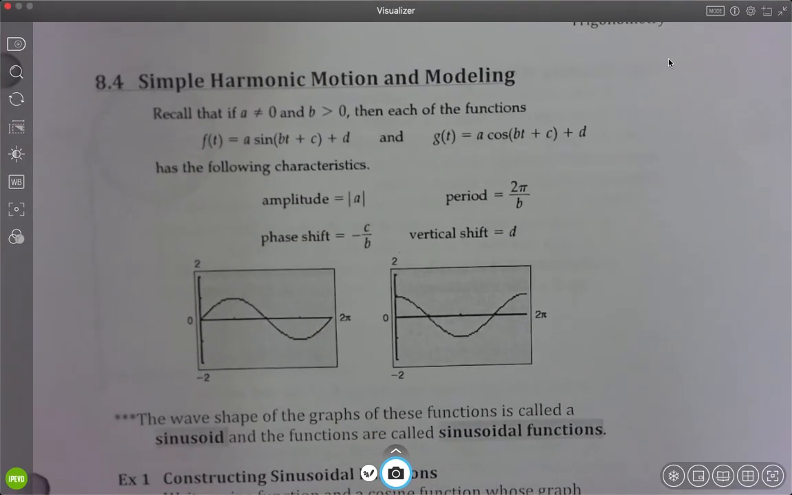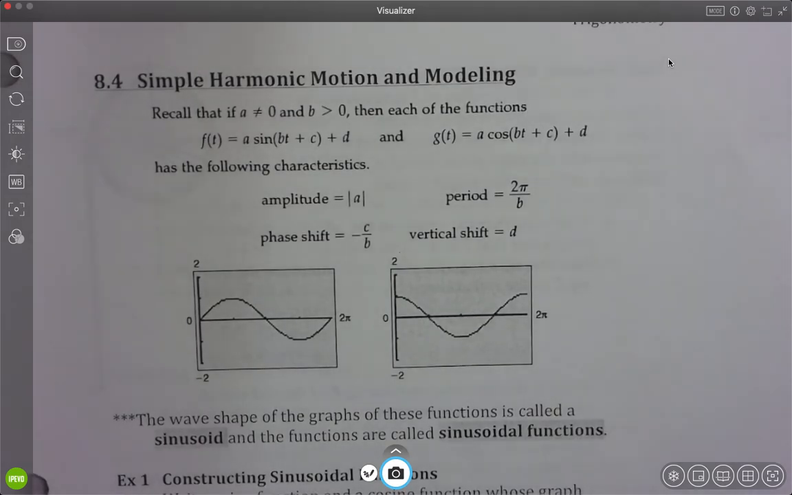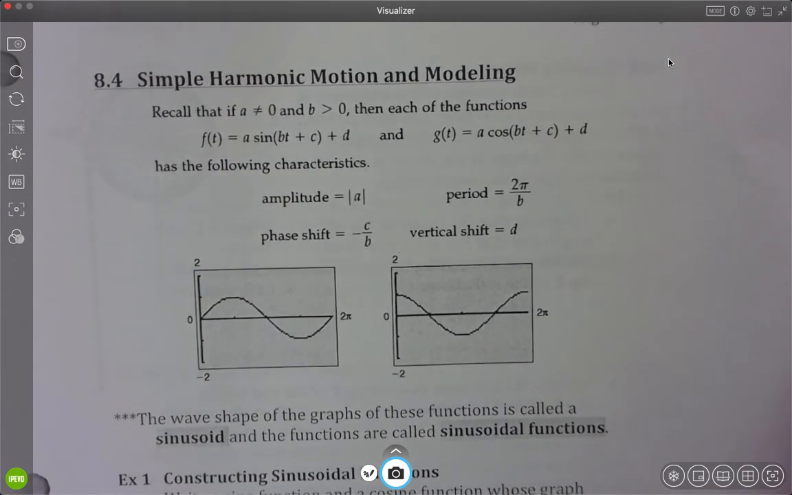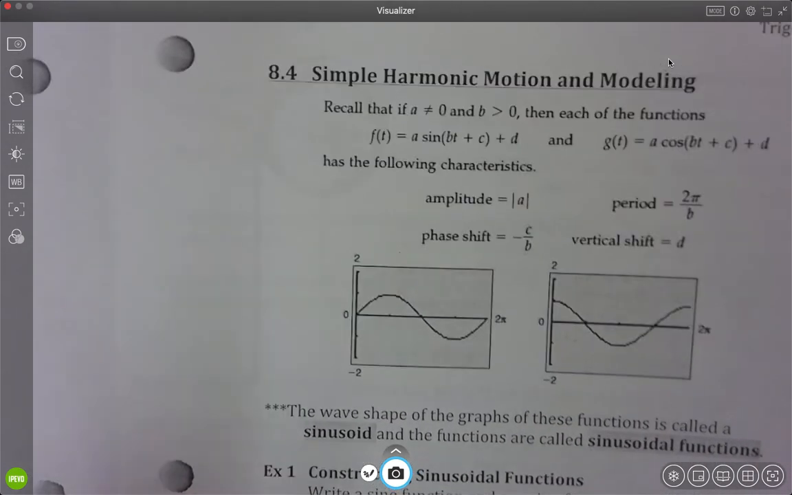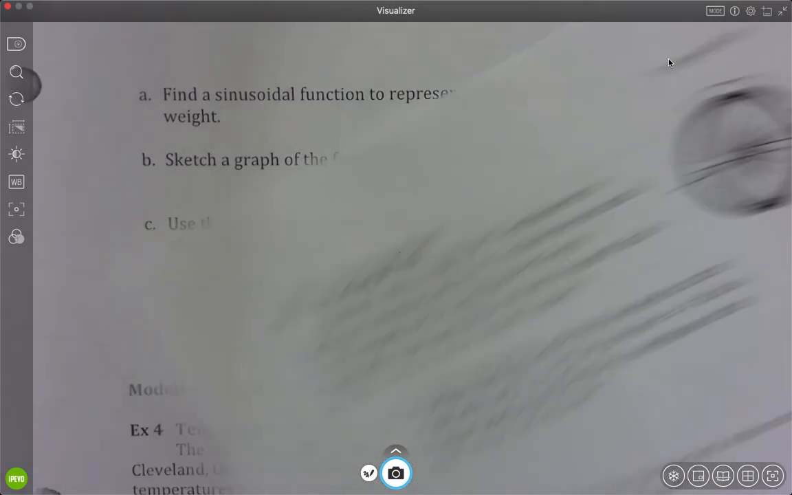Okay, Trig, this is actually the last section of chapter 8 already. So we're at the end here, but I am going to take this one and split it up into two videos again. We'll probably only get through example 1 and maybe example 2 on the second page, and then I'll do 3 and 4 for the next video.